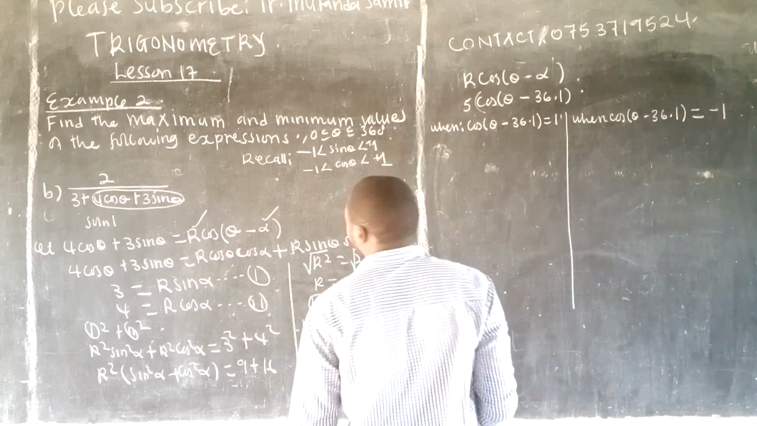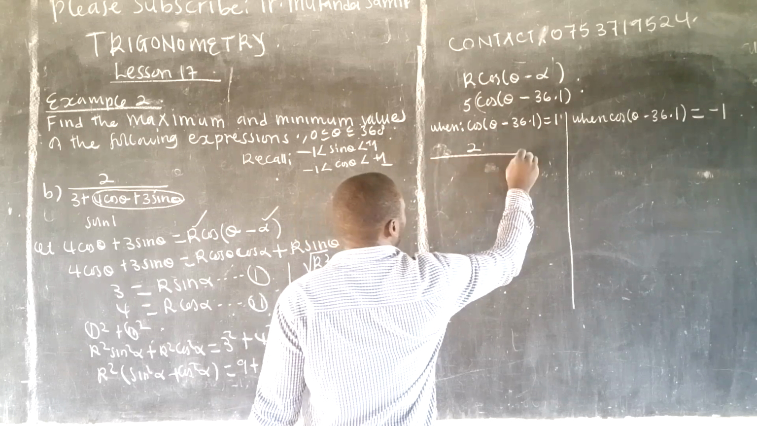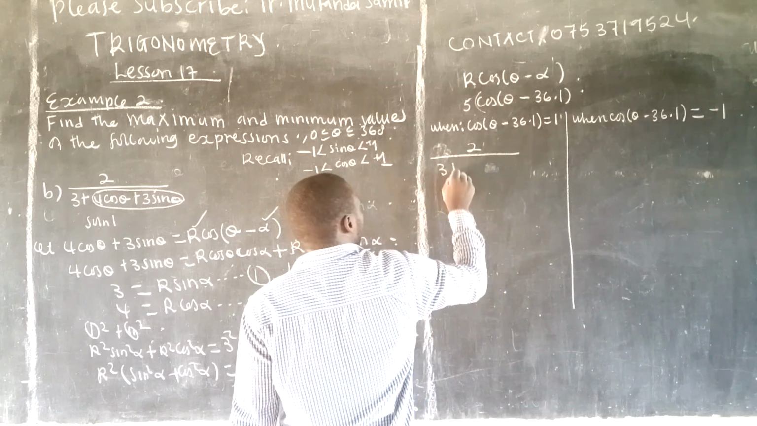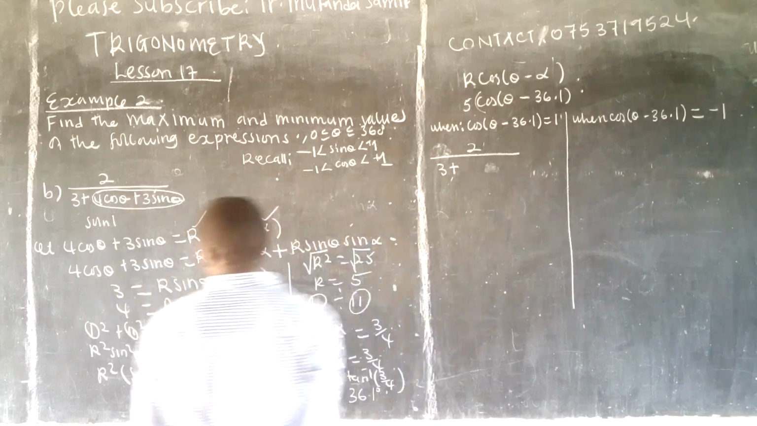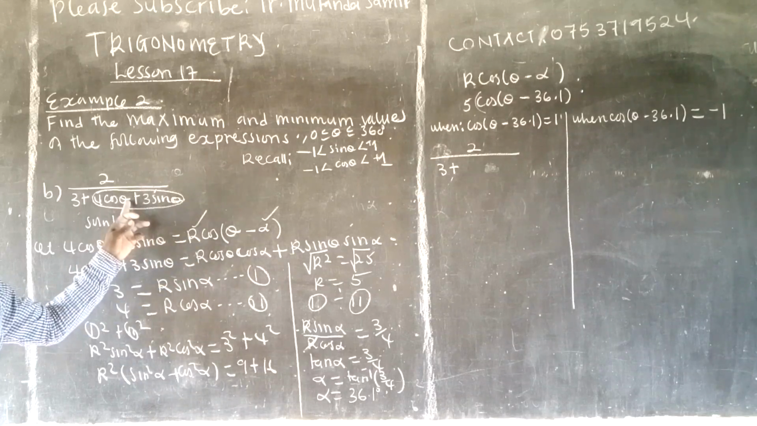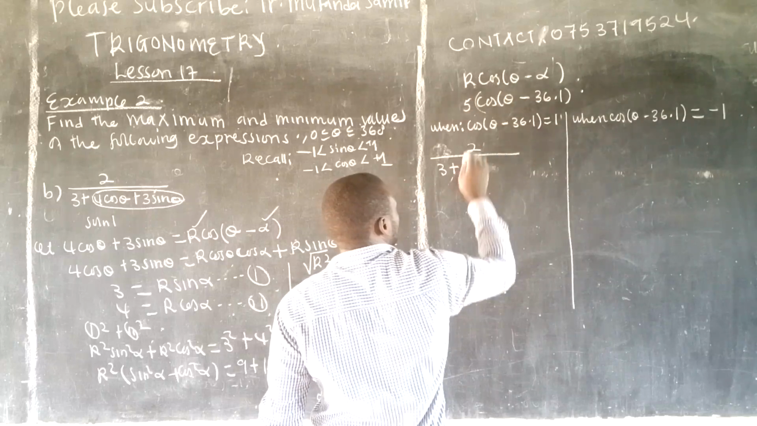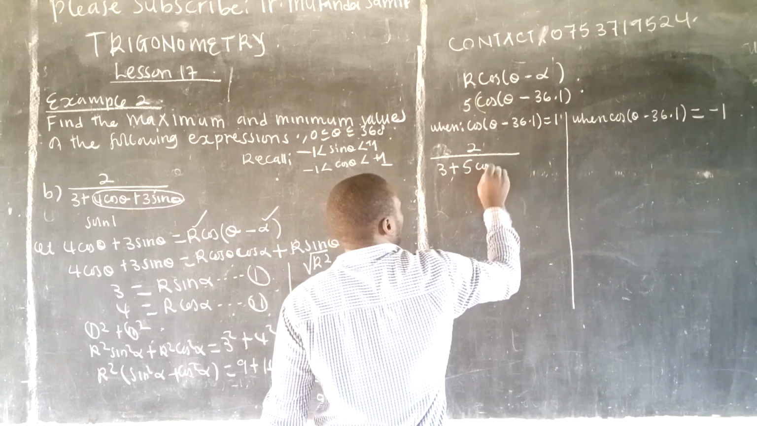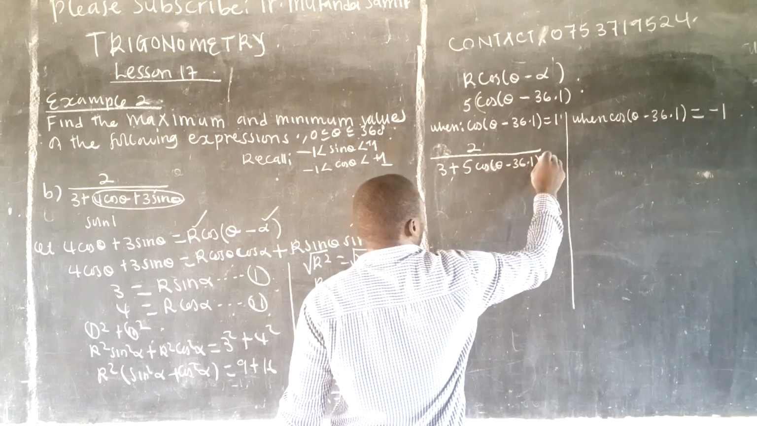Now you bring back this equation, you come and say, this is now 2 over 3 plus. Now in the place of this, remember, you let this whole thing be this. Therefore, in the position of this, you put your R formula, complete value, which is this. So you come and put there 5 cos theta minus 36.1. That's what we do.